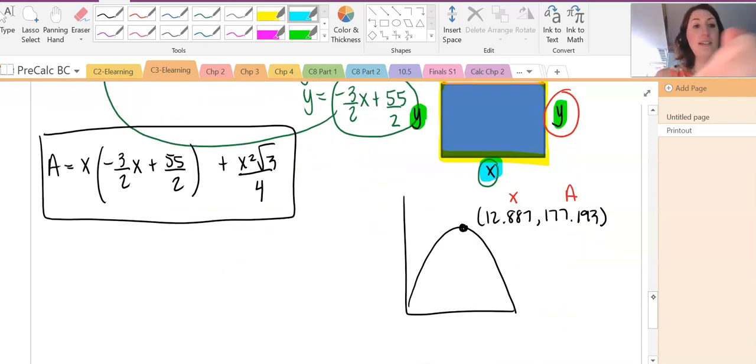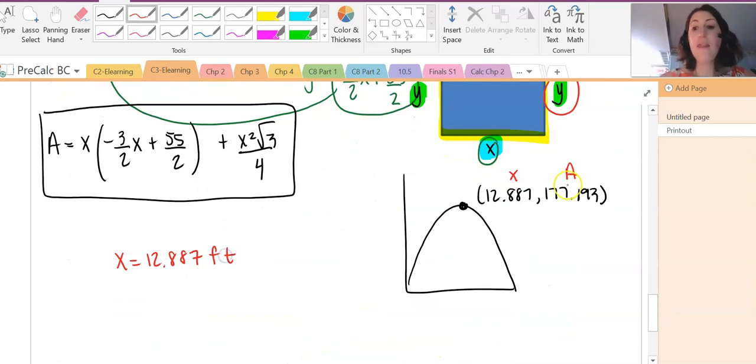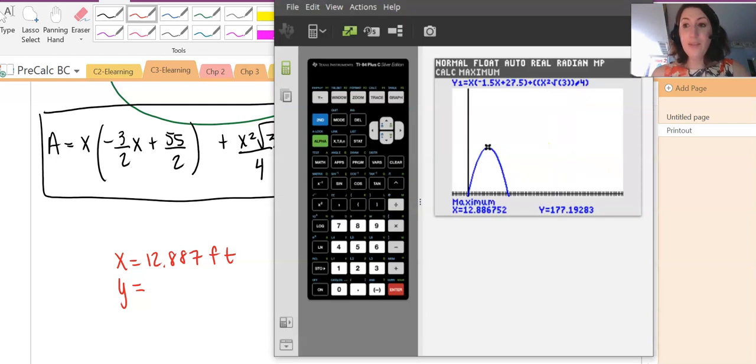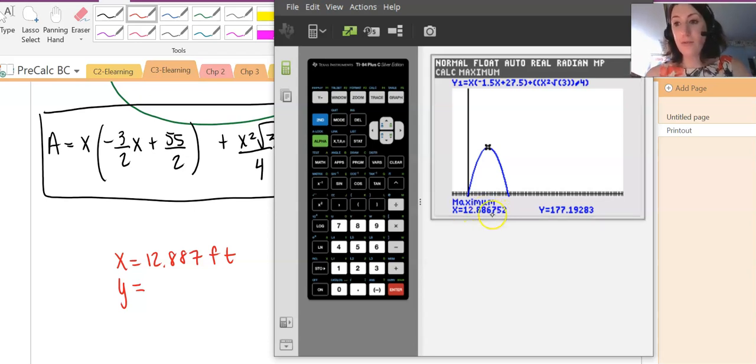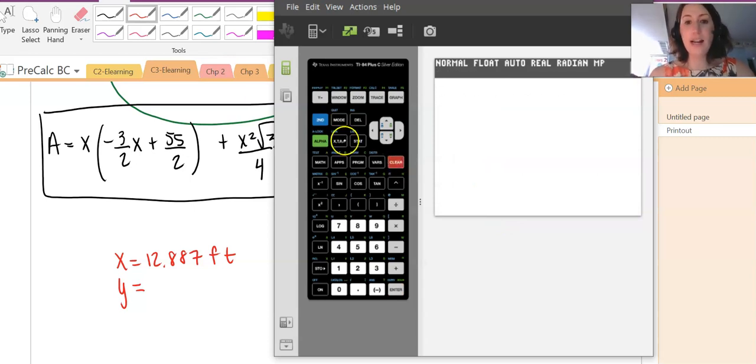We have the x. x is 12.887, and then what unit did I give you? Feet. The max area is the 177, but that's not what you're being asked for. You're being asked for what y is. So here's something cool your calculator does. Every time you find a min or a max or an intersection point, whatever you found saves as x automatically. So check this out. If I go back to my home screen and I click x up here, it's saved.